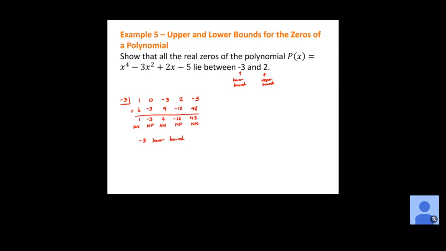All right, now let's see if we can show that 2 is an upper bound. The steps are still the same. We list out the coefficients and do our synthetic division. We have 1, 0, -3, 2, and -5. We bring down the 1. Multiply: 1 times 2 is 2. 0 plus 2 is 2. 2 times 2 is 4. -3 plus 4 is 1. 1 times 2 is 2. 2 plus 2 is 4. 4 times 2 is 8. And -5 plus 8 is 3.